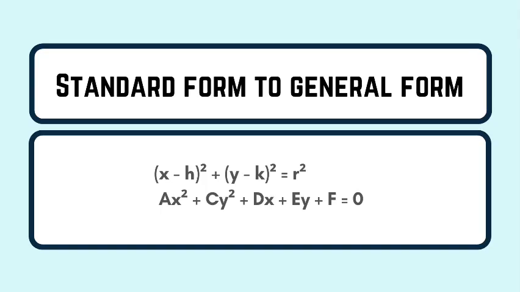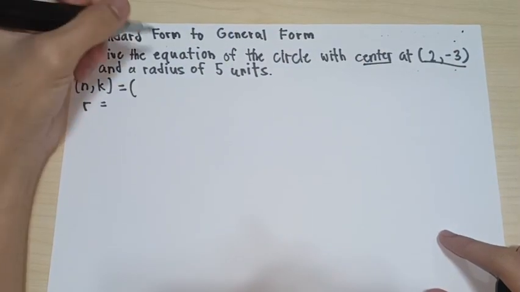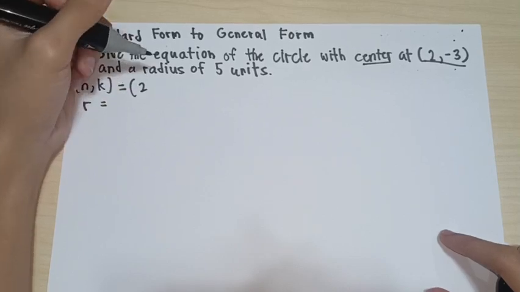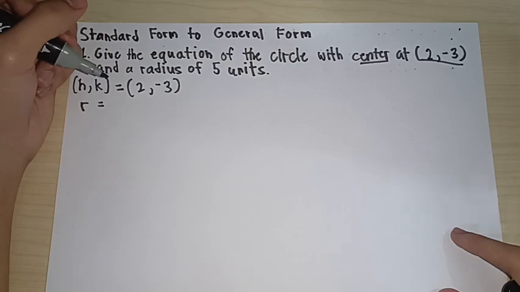Now we will proceed to our standard form to general form. Now we will get our center. Our center will be 2 and negative 3 since it's given. And our radius will be 5 units.